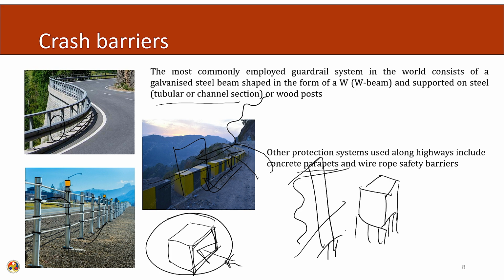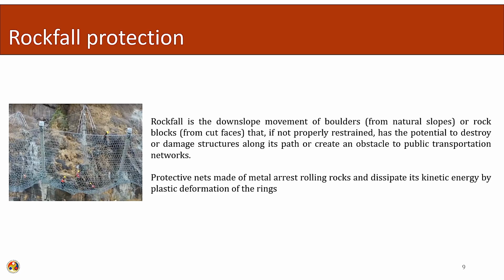Sometimes wire rope safety barriers are also used, but their application is limited. So, in the conventional sense, we will mostly see this type of W guardrails or concrete parapets only. Moving ahead, rockfall protection. Rockfall protection we have seen in detail.